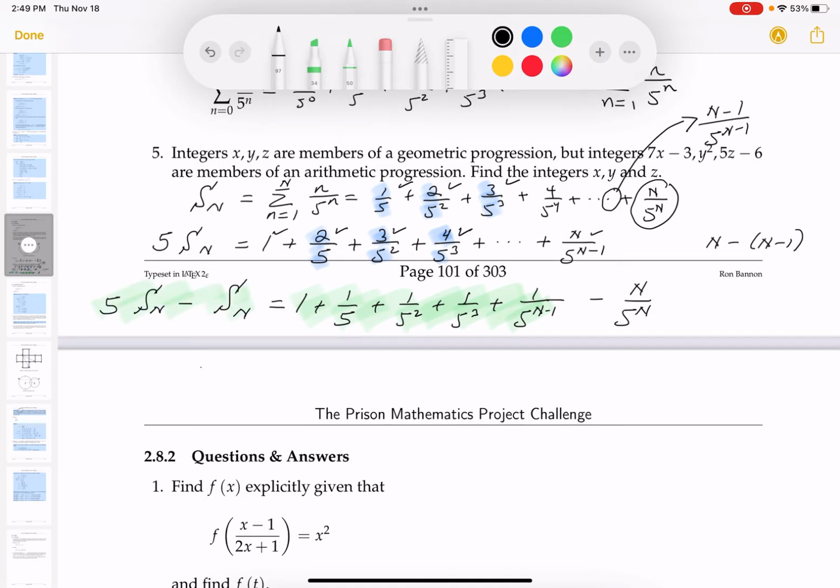So it's going to be 4Sn equals this thing over here, minus this thing. Let me write this down for you. 1 plus 1/5 plus 1 over 5 squared plus 1 over 5 cubed plus, oops, I didn't put the dot, dot, dot, did I? I knew about that. Sorry about that.